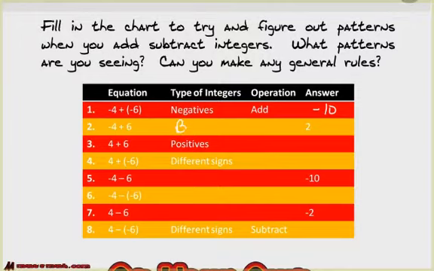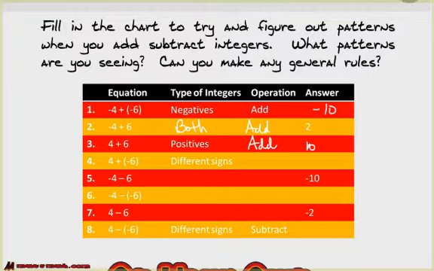Now, -4 plus 6, what types of integers do we have there? Well, we have both. What operation? We're adding. And then what's going to be my answer? -4, that means down 4, plus 6, that means up 6, gives us 2, right? Do this one. Hey, easy one, right? 4 plus 6, both positive. We're adding. And our answer, 10.